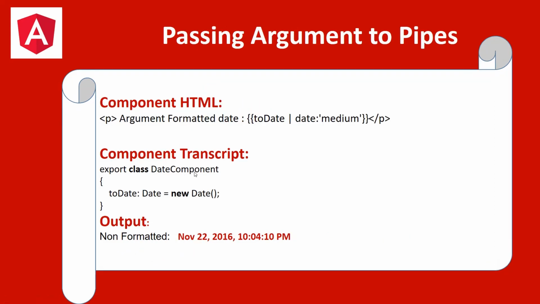Next is how to pass an argument to the pipe. Basically, this is the way: you pass your expression, then a pipe separator, then the pipe that you want to use, and this is the argument. For the date pipe, you are passing medium as an argument to that particular pipe, so it will give us a medium date as output.